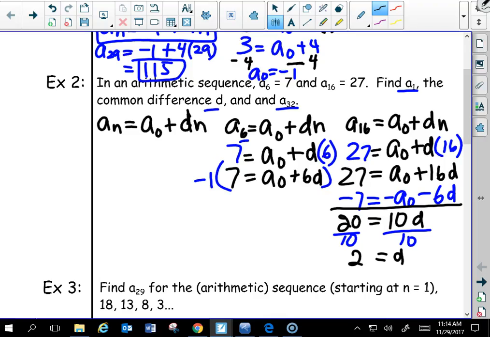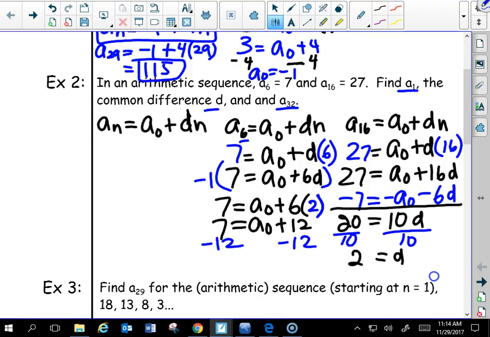Okay, I can take that and substitute it back into the previous equation. I can substitute into the 27. This just has smaller numbers. So I'm going to put in the 2 I just figured out for d, and now I'm going to solve for a sub 0. So 7 equals a sub 0 plus 12. So it looks like a sub 0 is equal to negative 5. Now I can write my general form. A sub n equals negative 5 plus 2 times n.